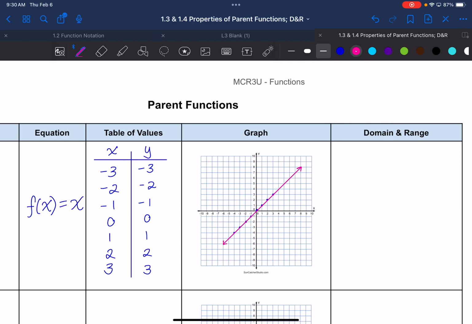How would we describe the domain and range for this? Is there any cap on what the line can be? I've got arrows there. No, so I'll say the domain is x is an element of the real numbers, and my range is y is an element of the real numbers. No restrictions. It's going to extend into infinity and beyond.